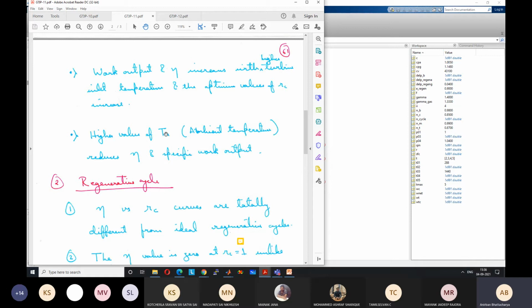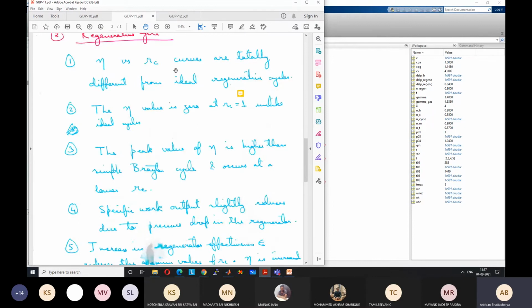If the ambient temperature increases, the efficiency and work output decrease. If the ambient temperature increases, keeping the turbine inlet temperature the same, the temperature ratio decreases. So instead of say 288, if I have 313 as the ambient temperature, for the same turbine inlet temperature, the temperature ratio, Tmax by T ambient, will be lower. And as a result, we have seen that for lower value of temperature ratio, the efficiency and work output both are lower. So the ambient temperature also plays a part. Lower the ambient temperature, higher will be the efficiency and work output.